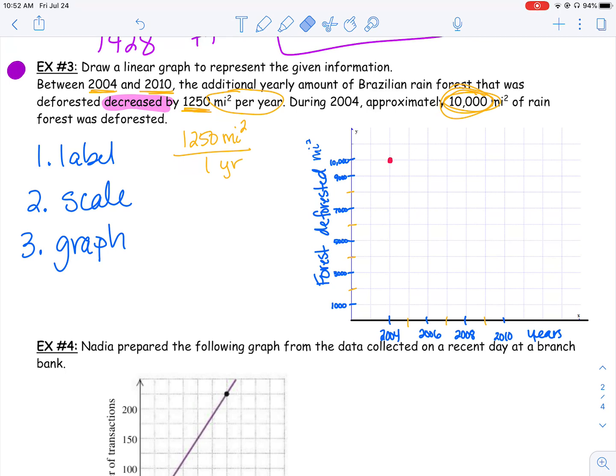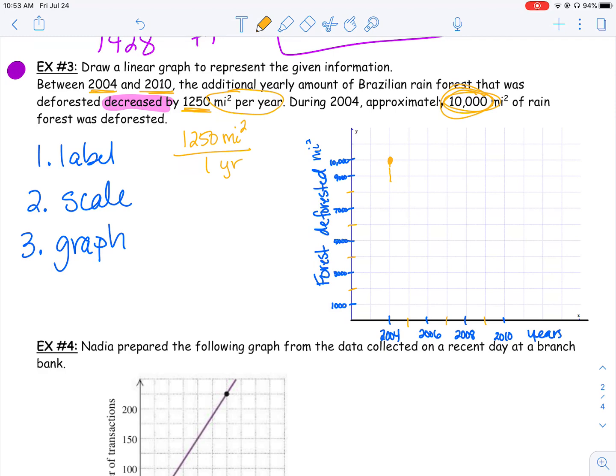Okay, then it says there are 1,250 square miles per every year after that that was decreased. So we can take this original information of the 10,000, we can go down, right, 1,250 square miles per year over to the right. So let's kind of use that. We want to go down by 1,250. So now we need to be careful. If I go down from 10,000 to 9,000, that's 1,000. But I want to go down a little bit more than that to 1,250. So maybe about right there.